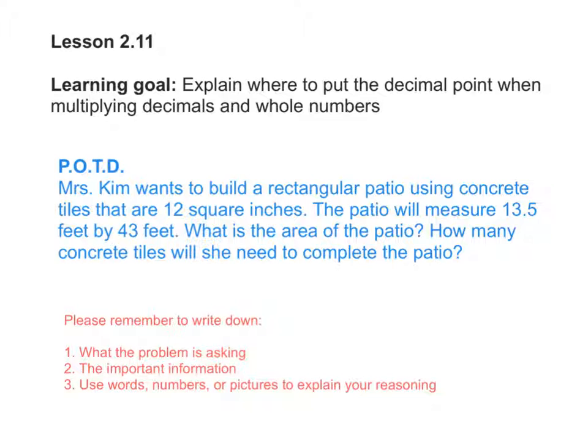Okay, and today's learning goal is to be able to explain where we put the decimal point in the product when we're multiplying whole numbers and decimals. So we're going to be working on multiplying whole numbers and decimals just like we were yesterday. And by the end of today, you need to be able to explain to a friend, to a stranger, to a sibling, to a mom, to a dad, how do you know where the decimal point goes in the answer of the multiplication problem, okay?